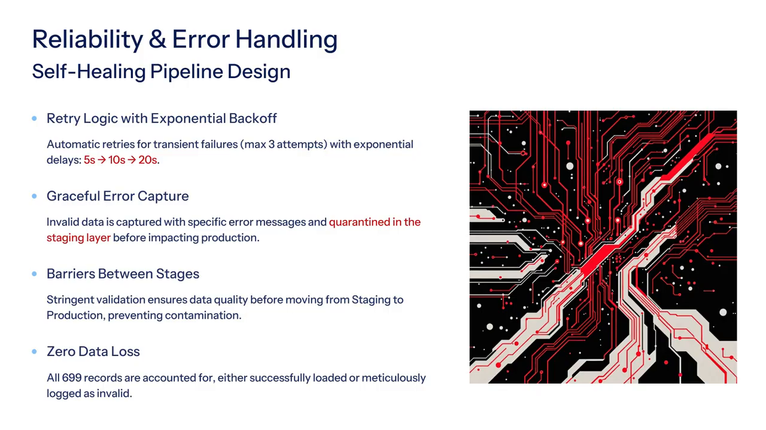Logging at 3 levels. So we have console logs, real-time file logs for debugging, and database logs for compliance and auditing. With this, we gain visibility into pipeline stages, performance, failures, and overall health. So zero data loss, because all 699 rows are accounted for, either successfully loaded or meticulously logged as invalid.